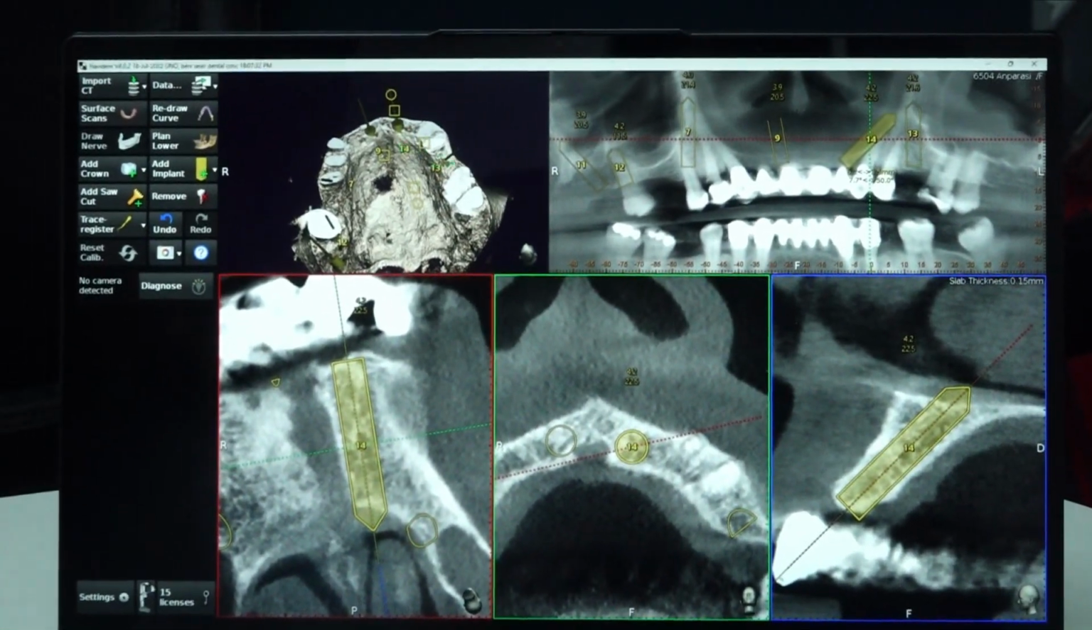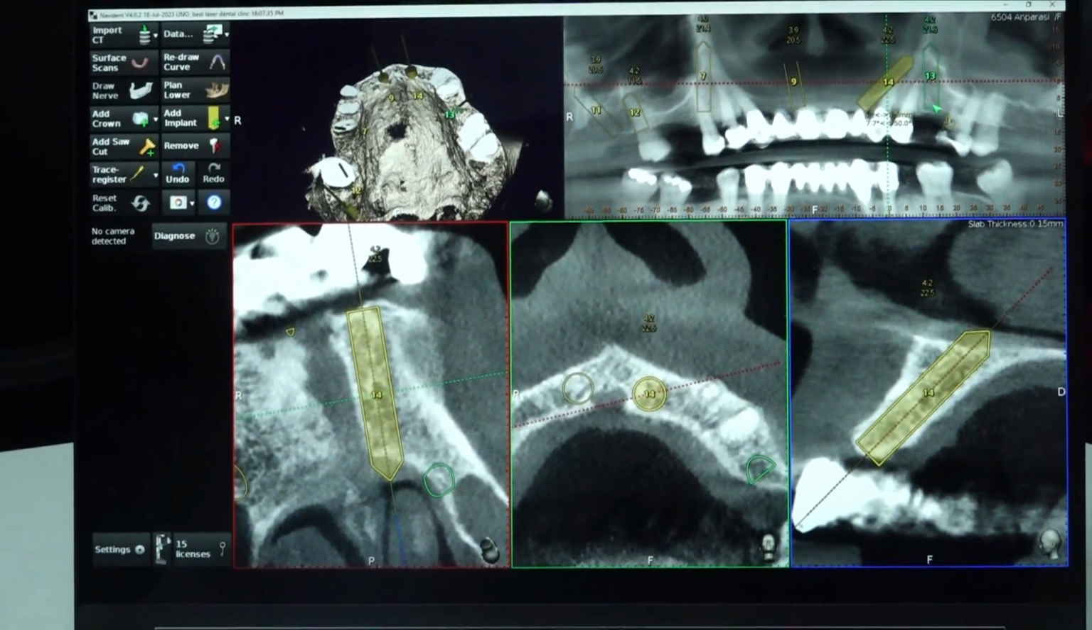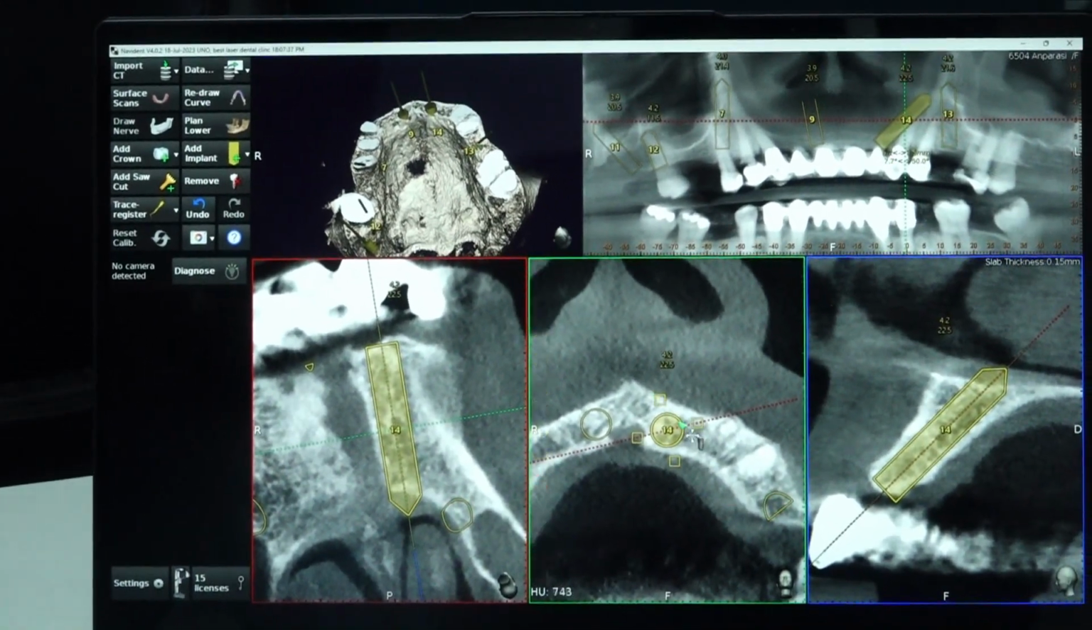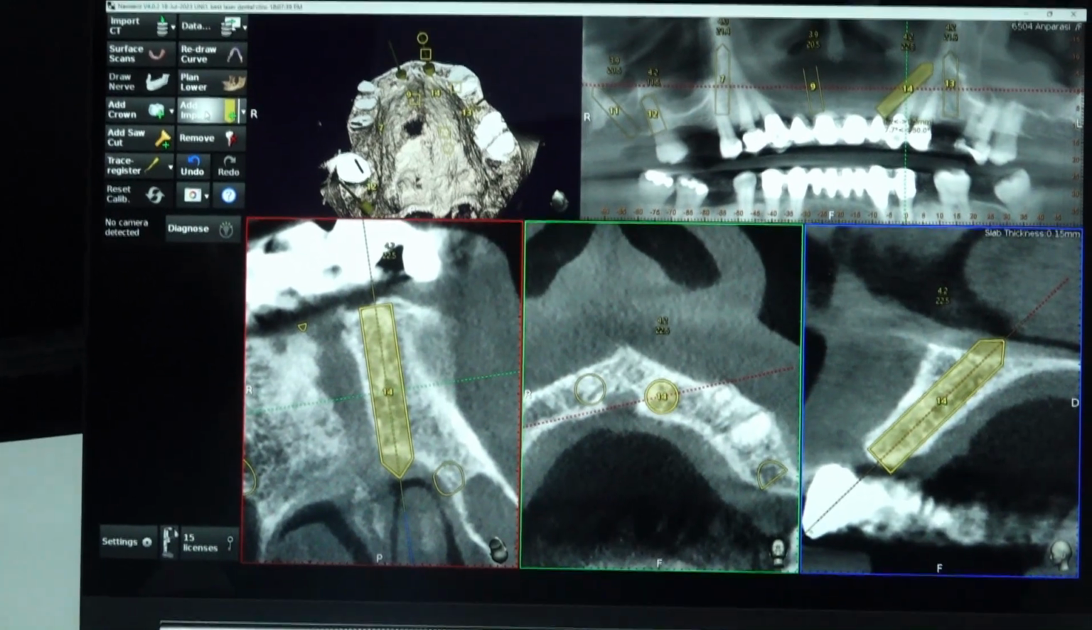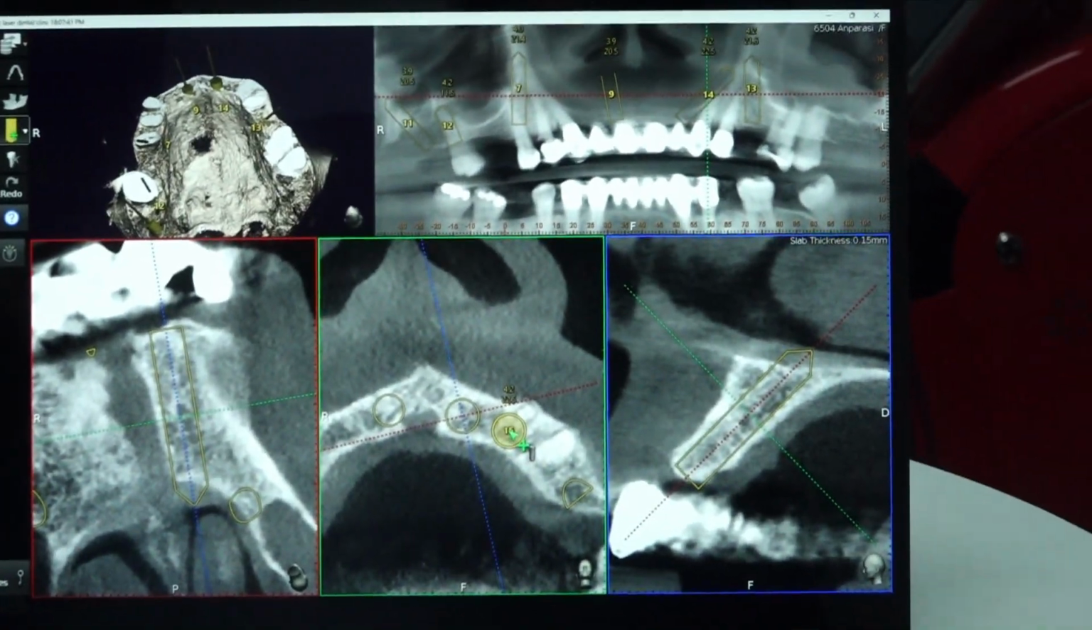Now we placed one implant in 2-2 and one implant in 2-5 tilted. The other option is placing one implant in the lateral area. Okay, a short implant.